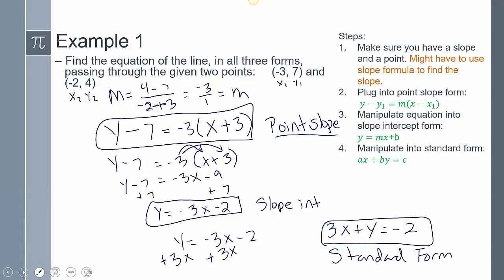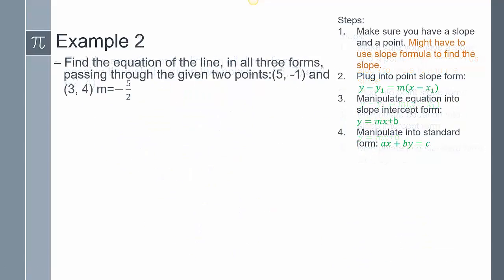The first thing that I did is I have to make sure that I have a slope, and so I had to use that slope formula to find it. Then step 2, you're going to plug it into this form here, which is my point slope form. It's the go-to equation. You're always going to start with that. You're not going to plug it into slope intercept, even though you technically can, but it's always just easiest to start straight into your point slope form. Then from point slope, step 3, convert it into your slope intercept form. So I manipulated this equation into my slope intercept form. And then step 4, I manipulated this into my standard form. And that's going to be my answer.